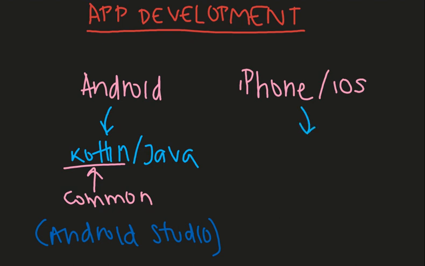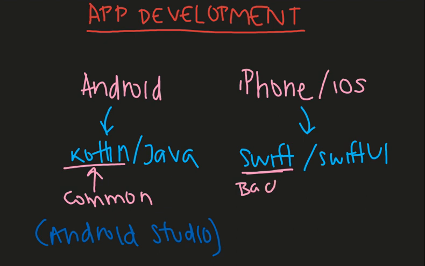iPhone and iOS uses a completely different language to program your apps. We use Swift and SwiftUI, by using Swift for the back end, and we use SwiftUI for the front. And this is typically coded using Xcode, which also, like Android Studio, sets up all the basic code you need for a basic iOS app, and you can code from there.